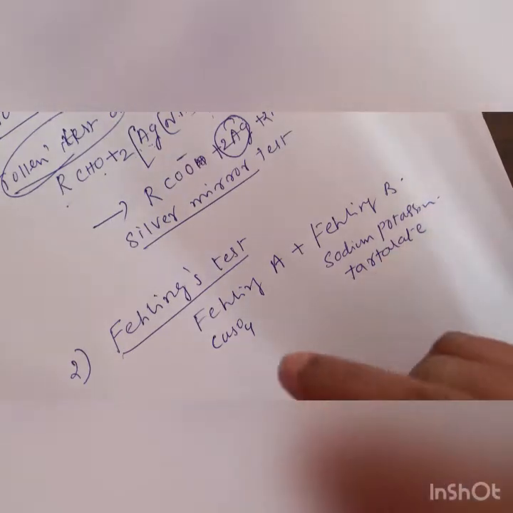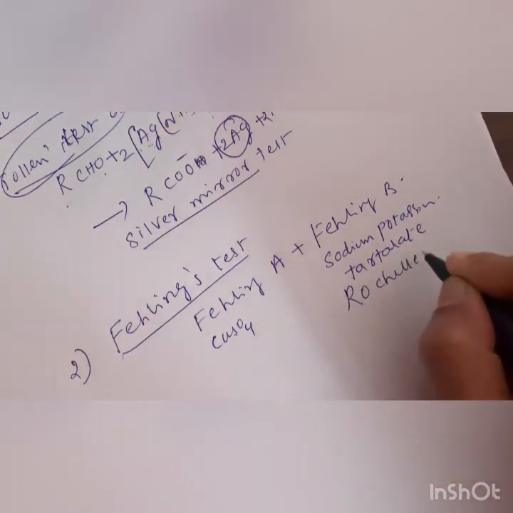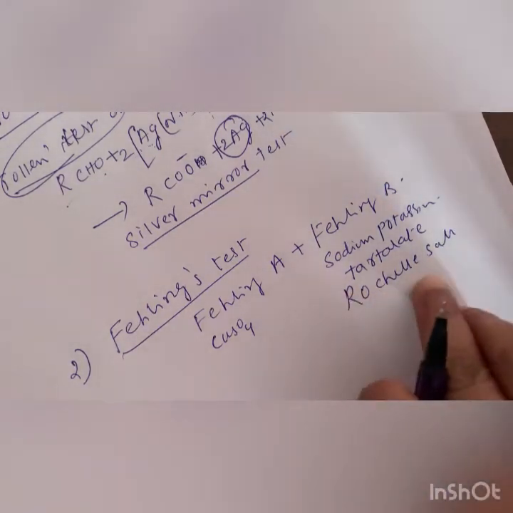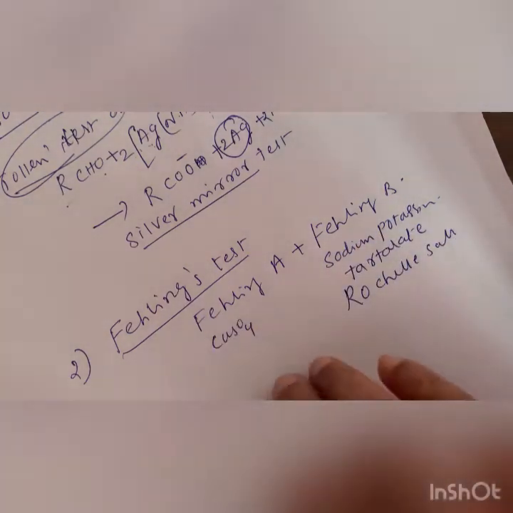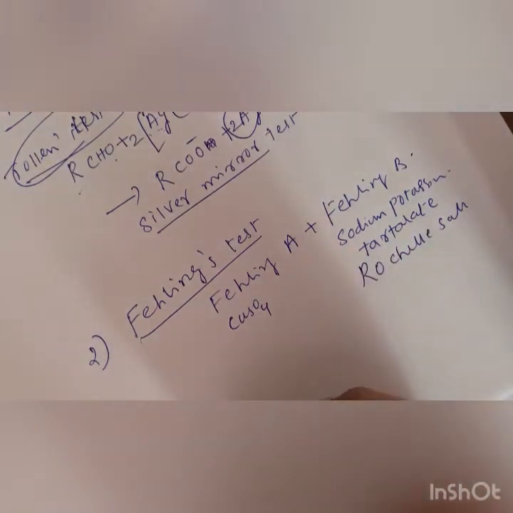This is also known as Rochelle's salt. Sodium potassium tartrate is also known as Rochelle salt. We have to mix these two solutions, then only we will get the Fehling solution, Fehling A and Fehling B. So what is the reaction?